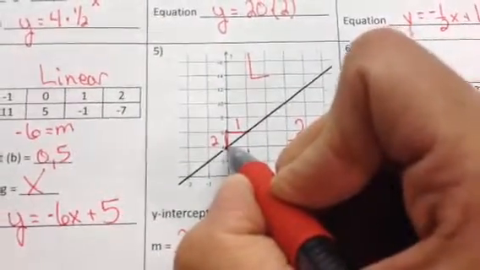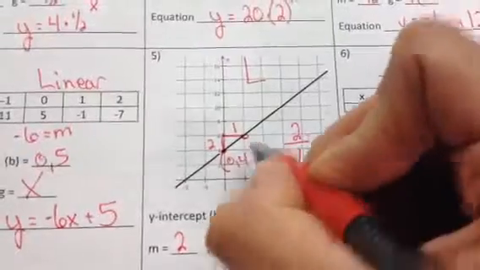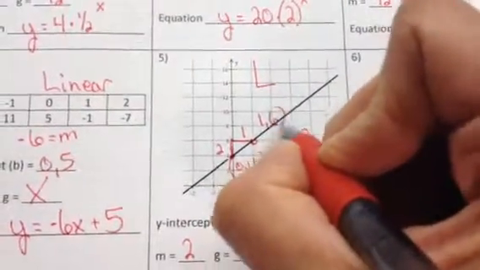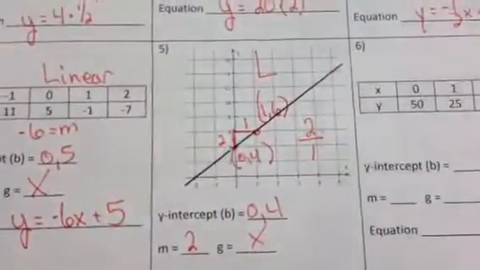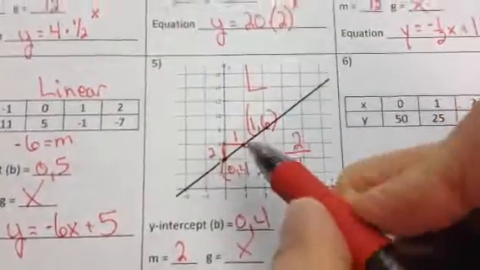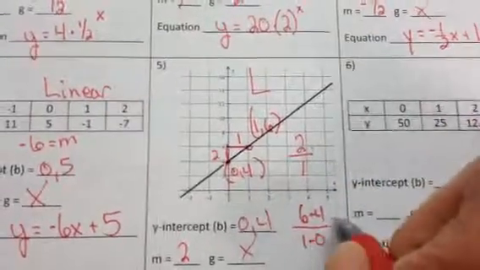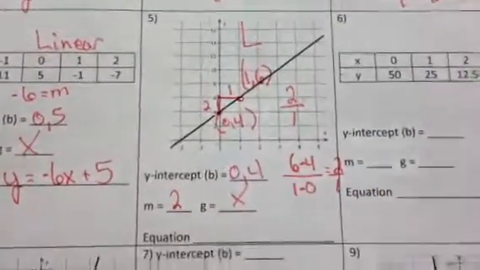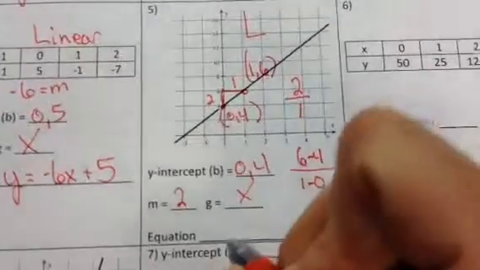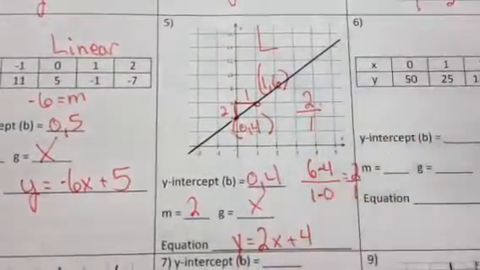Again, the other way is to take points. So I had already written 0, 4. And then I could take this point, which is 1, 6. And I'm going to subtract my y's, 6 minus 4, which means I'll subtract the x's as 1 minus 0. And when I do that, I get 2 over 1, which again is 2. So now my equation is y equals mx plus my b.